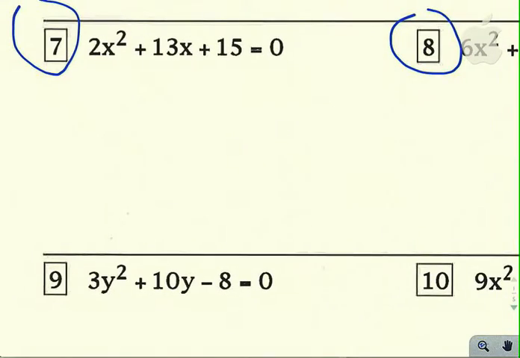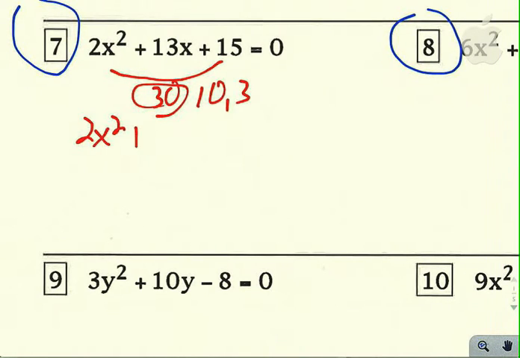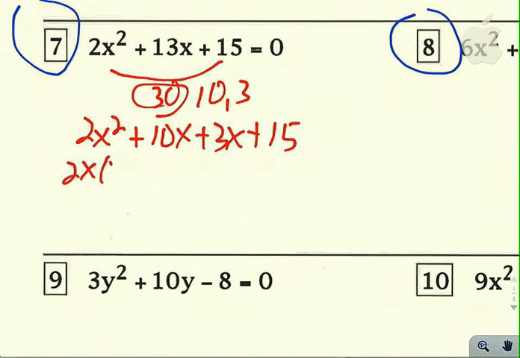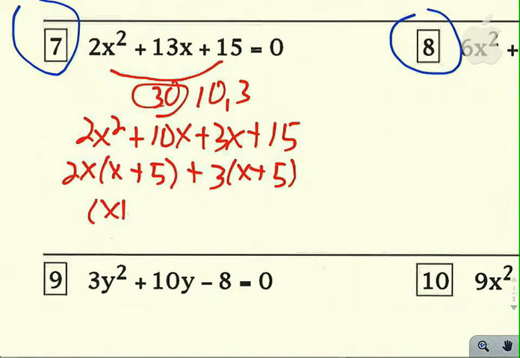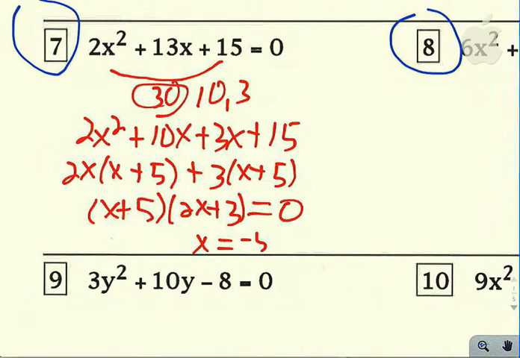Number 7, same approach. Multiply those, you get 30. Two numbers that multiply out to 30 and add up to 13 would be 10 and 3. So break up the middle. And then do grouping. Take out x plus 5. So x would equal -5 or -3/2.